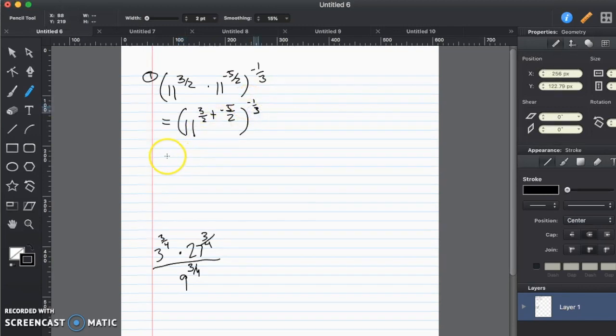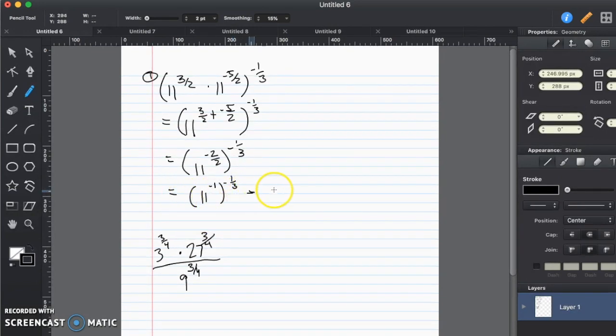And again, on the outside, I have a negative 1/3. So what I should do is add those together, right? So positive 3 minus a 5, basically, and I'll get 11 to the negative 2 over 2, to the power of negative 1/3. I haven't had to deal with too much rational exponents yet. That would just simplify a little bit more to 11 to the negative 1, all to the power of negative 1/3.